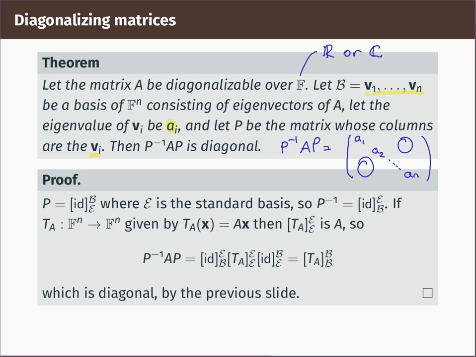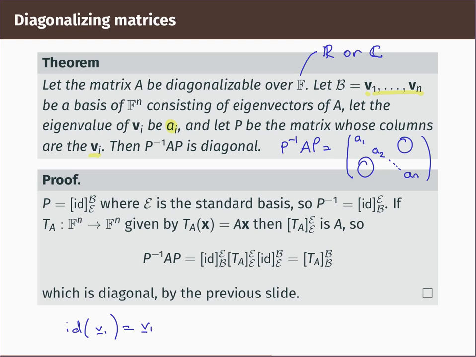Well, if you think about this matrix P, it's the matrix of the identity linear transformation with respect to initial basis B and final basis, the standard basis. That's because if you look at the identity applied to any vector, so let's say V1 here, then that's just V1 again. And if you want the matrix of the identity with respect to the initial basis B and the final basis, the standard basis, you have to look at what are the coefficients which you use to express V1 in terms of the standard basis.